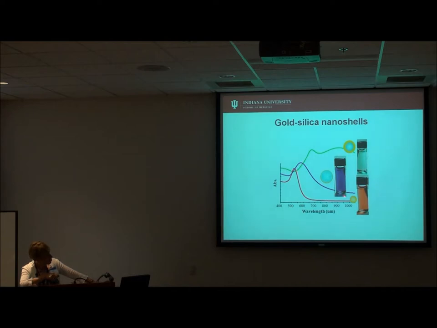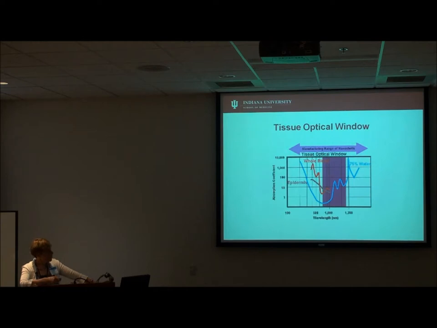And here's the important thing: you want to get your absorption into the near IR. And the reason you want to do that is there's something called the tissue optical window, which you probably all know about. But we want to be in an area where there's not other things in the body absorbing light. And the two biggest absorbers in the body are water and hemoglobin. Hemoglobin absorbs around 500 nanometers, and you can see where water absorbs. And so this is where we want to have our nanoparticle absorbing light.